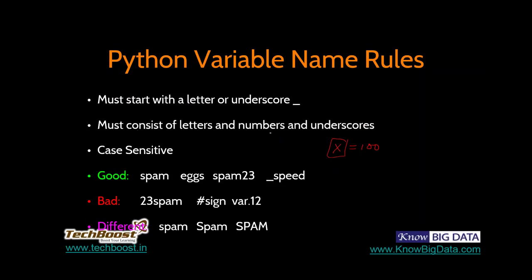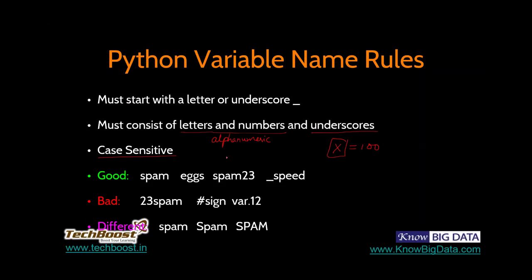Special characters, so that means that it has to be only one out of these. Letters and numbers, so we can call this alphanumeric, that is alphabets and numbers, and underscore. No special characters allowed. And it is case sensitive. This is the third rule.